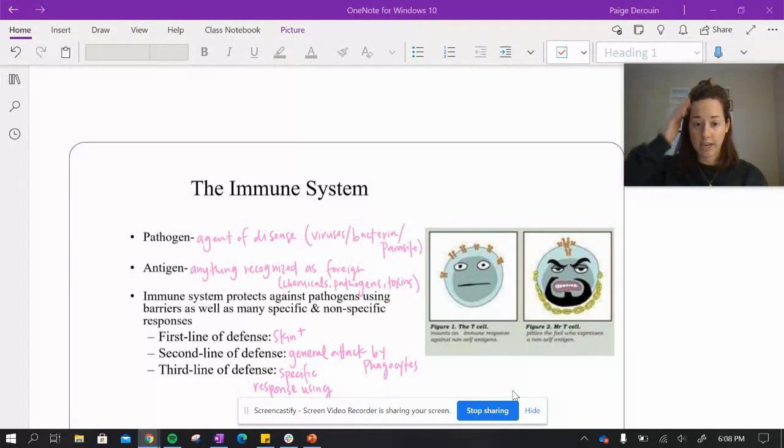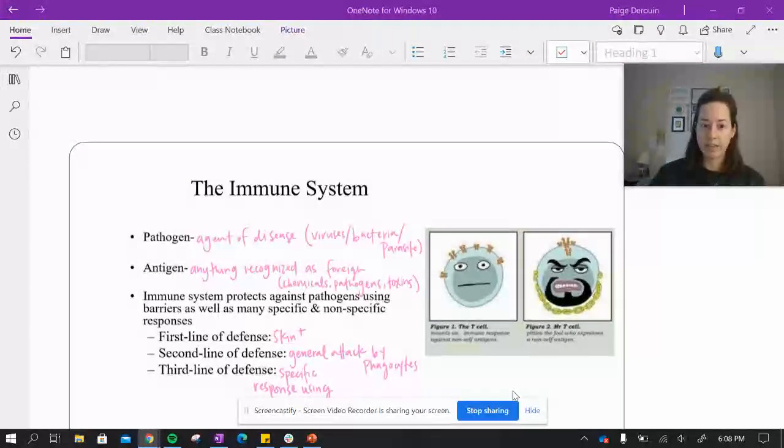And then an antigen is anything that your body recognizes as being foreign. So that could be a chemical, it could be a part of a pathogen, like a virus spike in the case of corona. It could be a toxin, or it could be something that's completely harmless, like an allergen that your body could recognize as a non self antigen.